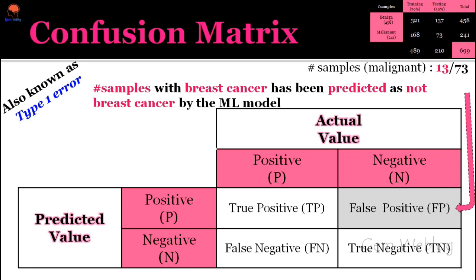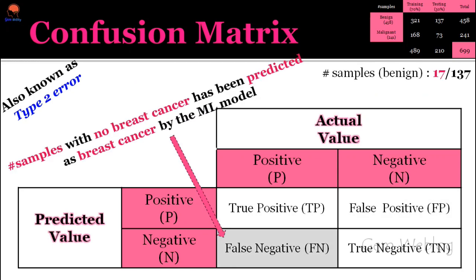Next, false positive. It represents the number of samples with breast cancer that have been predicted as not breast cancer by the machine learning model. It is also called a type 1 error. For demonstration purposes, we have taken 13 samples out of 73 as false positive. False negative represents the number of samples with no breast cancer that have been predicted as breast cancer by the machine learning model. It is also known as a type 2 error. For demonstration purposes, we have taken 17 out of 137 samples as false negative.